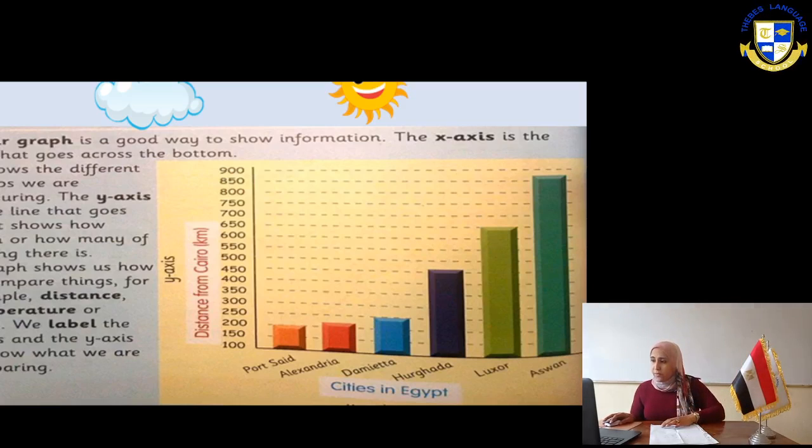Here we will find with the dots, you will find Luxor. You go to the top of the green rectangle and you go with the dots till you reach the number, and you will be able to read the number of the kilometers. For example, Luxor, 650 kilometers. Aswan, it's about 850 kilometers.